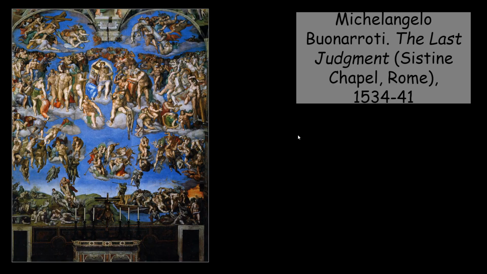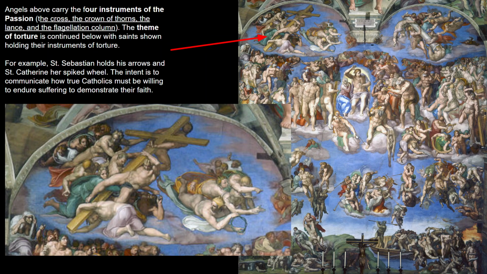At this point, it's been some years. 1534 to 41 is when he is painting this. It's been a little bit of time. Michelangelo's older, he's a different man, and he's approaching all of this in a completely different way than what he did with the ceiling. He was not happy about painting it again. He's not a painter, but he's got to go where the money goes.